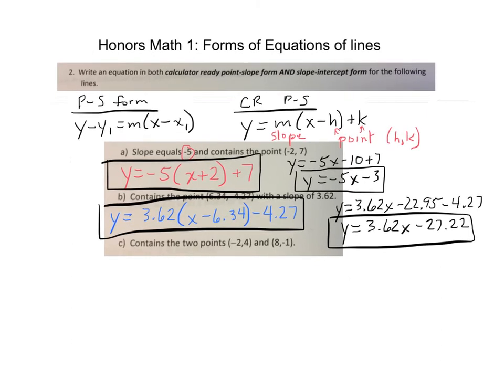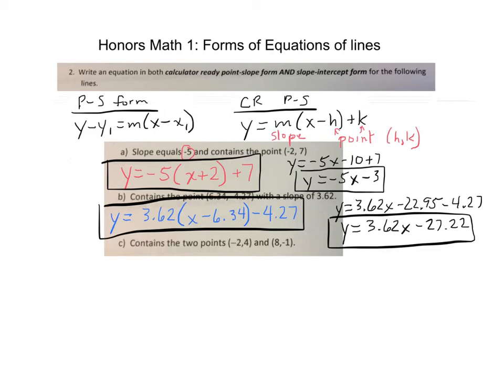Ben? On A, how did you get plus 2 instead of minus 2? It's always the opposite of your x because of this minus right here in the equation. So it's x minus -2, x plus 2. It's x minus 6.34, so it's minus 6.34.